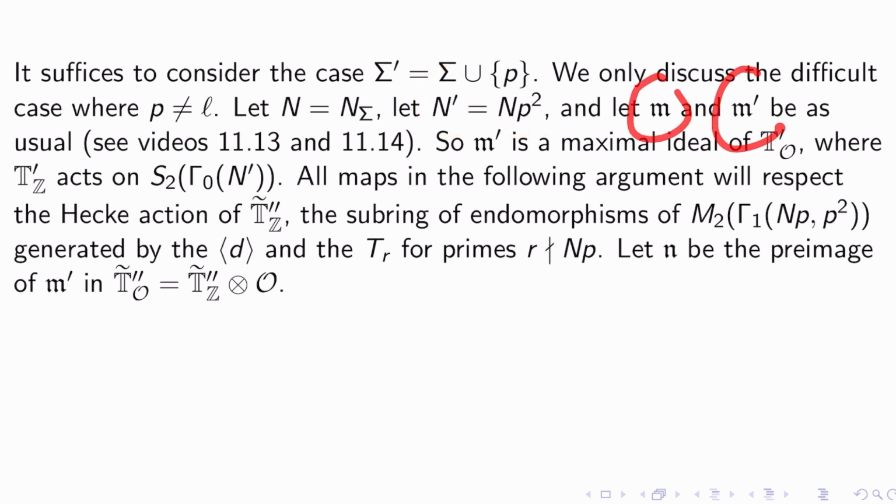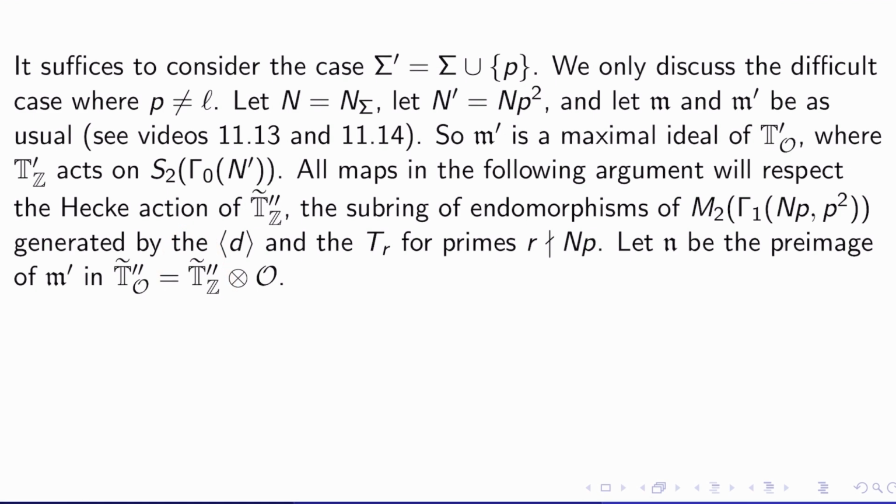And we'll let frac m and frac m prime be as usual from, for example, videos 11.13 and 11.14. This makes frac m prime a maximal ideal of T prime sub O, where T prime Z acts on S2 gamma 0 n prime, just to be clear. All maps in the following argument are going to respect the Hecke action of T tilde double prime Z, the subring of endomorphisms of M2 gamma 1 NPP squared generated by the diamond operators, and the Hecke operators T sub R for primes R not dividing NP. And then finally, we will let frac n be the preimage of frac m prime in T tilde double prime sub O, which is just T tilde double prime sub Z tensored up to O. Okay, so that's just notation, basically.